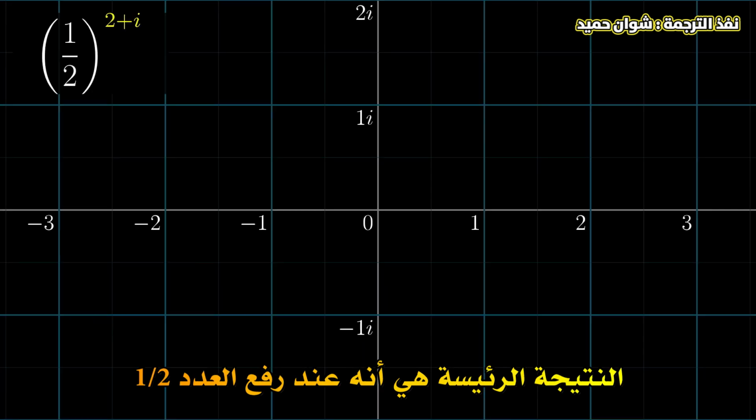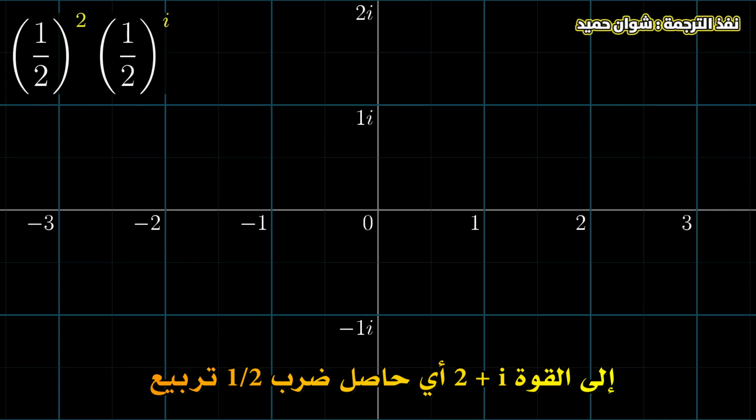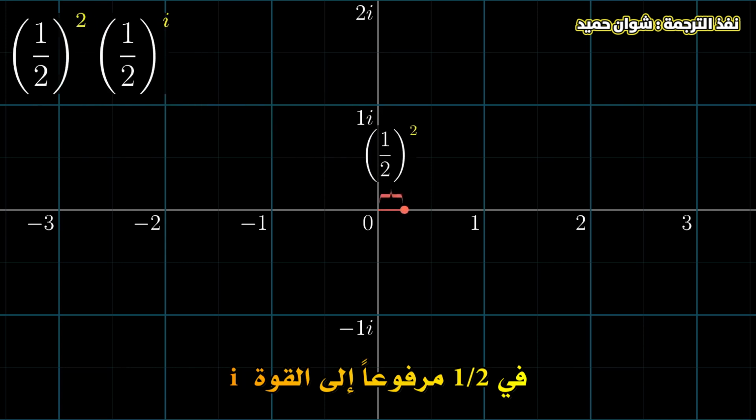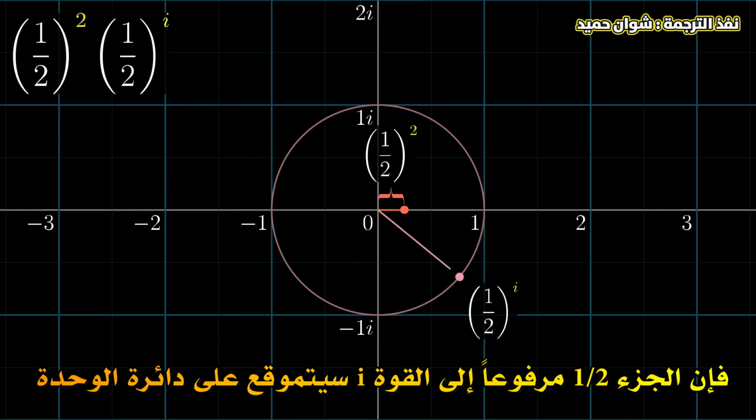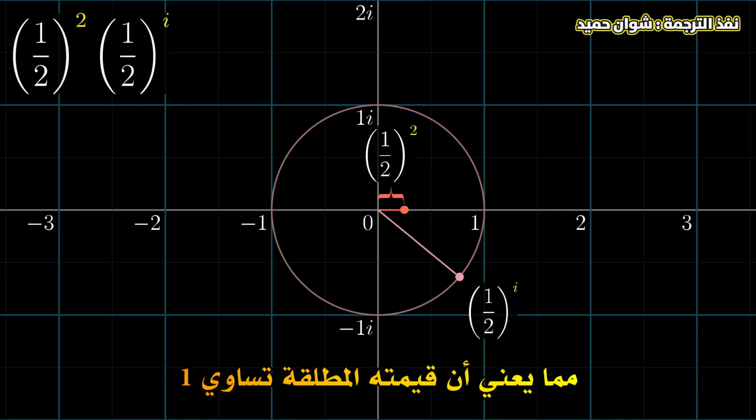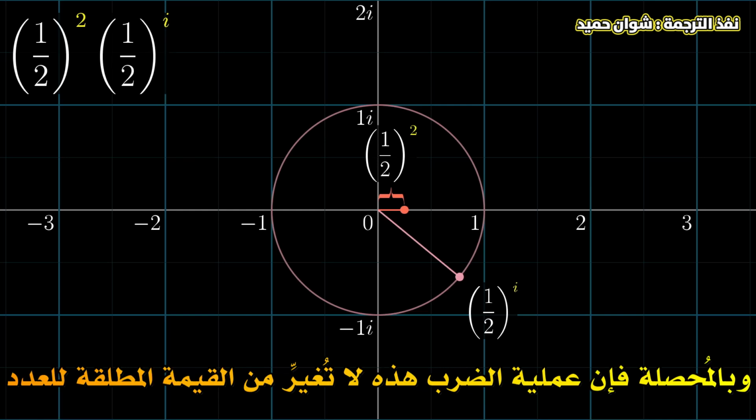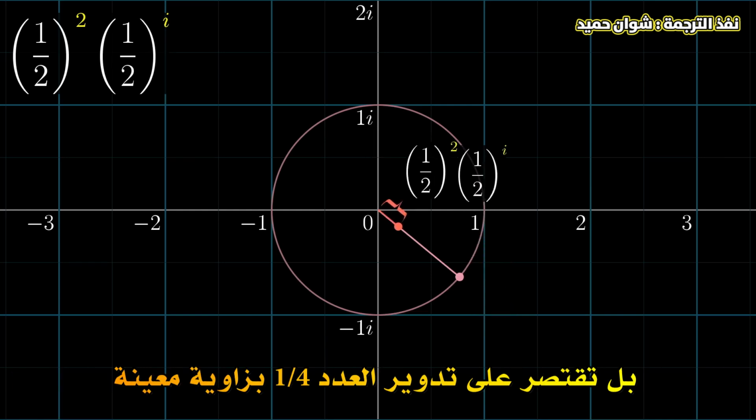The main takeaway is that when you raise something like 1/2 to the power of 2 plus i, which is 1/2 squared times 1/2 to the i, that 1/2 to the i part is going to be on the unit circle, meaning it has an absolute value of 1. So when you multiply it, it doesn't change the size of the number. It just takes that 1/4 and rotates it somewhat.